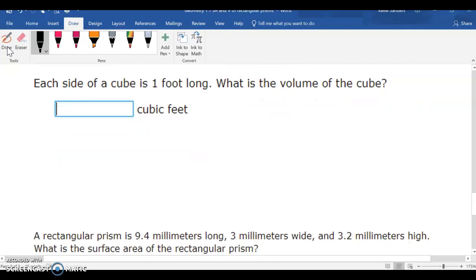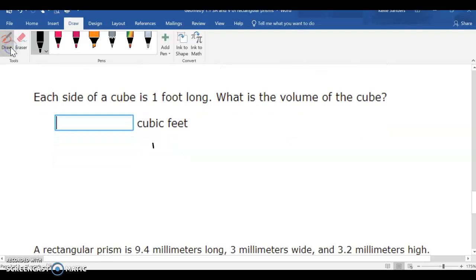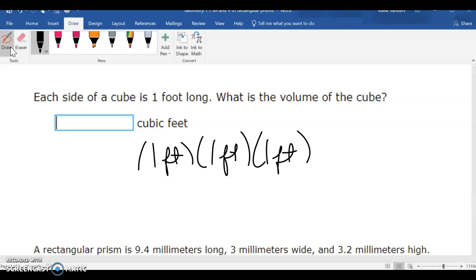Each side of a cube is 1 foot long. What is the volume? 1 foot times 1 foot times 1 foot. 1 times 1 times 1 is 1 cubic foot.